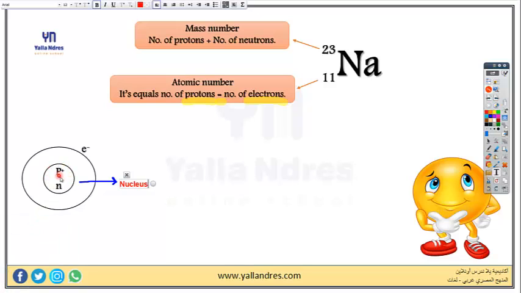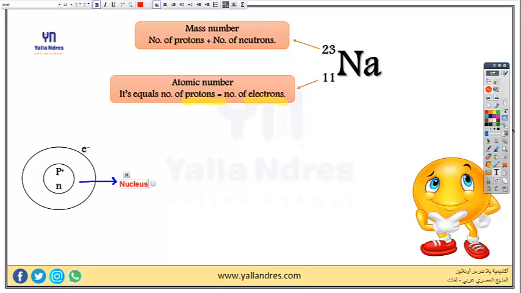Protons have positive charge, and neutrons have no charge. And around the nucleus, there are electrons with negative charges that revolve around the nucleus.